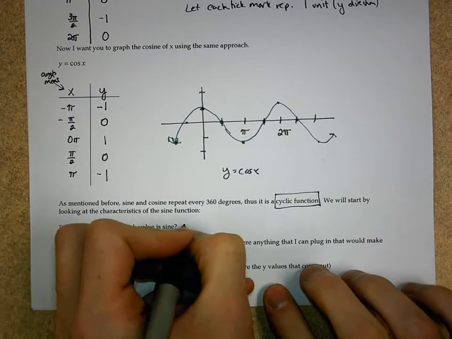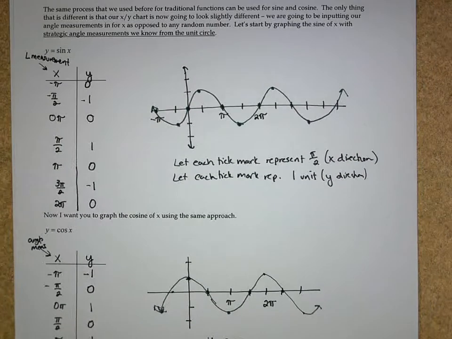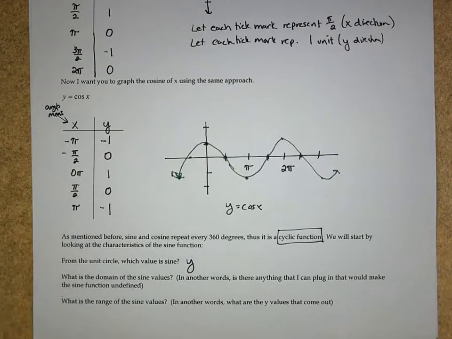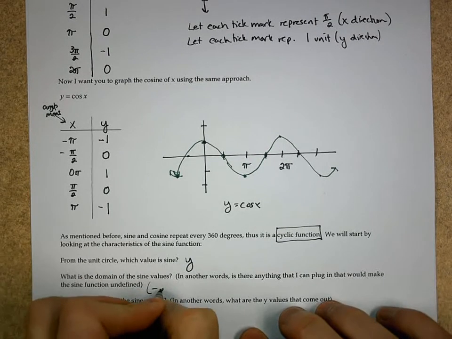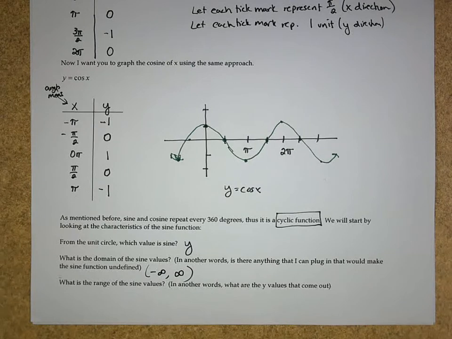From the unit circle, which value is sine? We said that's the y value. What is the domain of the sine values? When you look at this, are there any asymptotes? Are there any holes? Anything that causes the graph to break up? And the answer is no. So we go from negative infinity to infinity. And when we're talking about that, we're plugging in angle measurements from negative infinity to infinity.